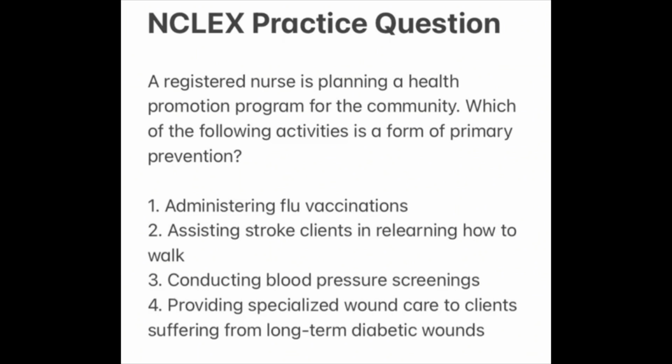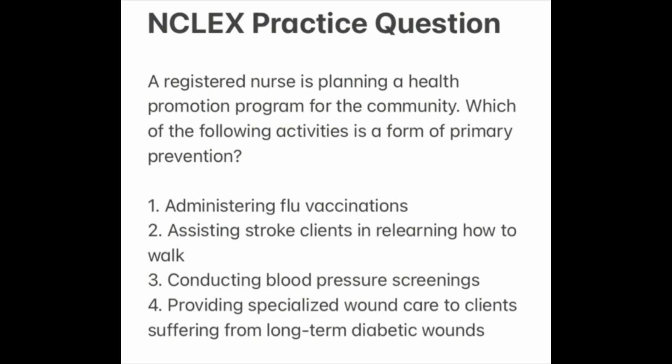Number 1, administering flu vaccinations. Students often get confused between primary and secondary with this one, so let's leave this one alone. We will come back to it. Number 2, assisting stroke clients in relearning how to walk. So what do you think about this one? You got it, tertiary, because they've already had the stroke and now we are assisting them in relearning how to walk. And like we said, tertiary equals treatment. So we're helping them manage a condition that they have already had.